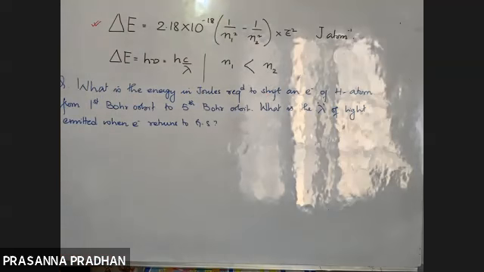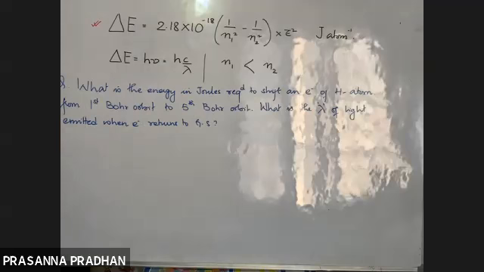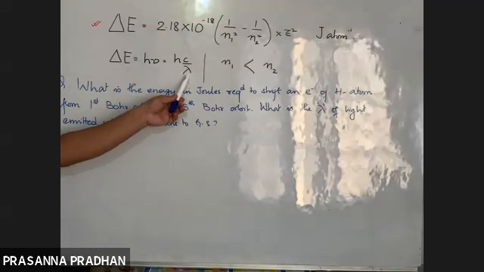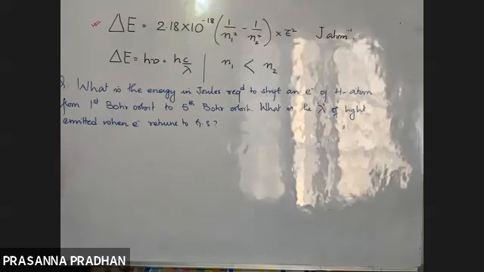Okay, and how is delta E related to wavelength? It's directly proportional to frequency and inversely proportional to the wavelength. Longest wavelength means the energy difference should be small, and shortest wavelength means the energy difference should be large. I think we have done one problem related to this. Now let us come back to this original problem.